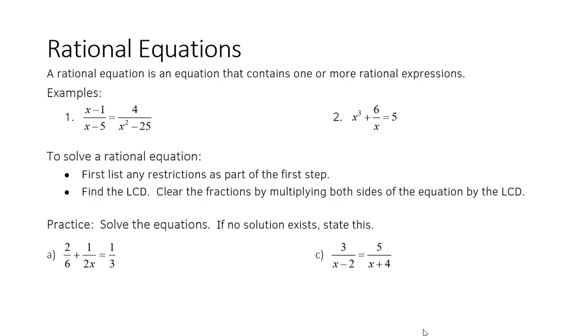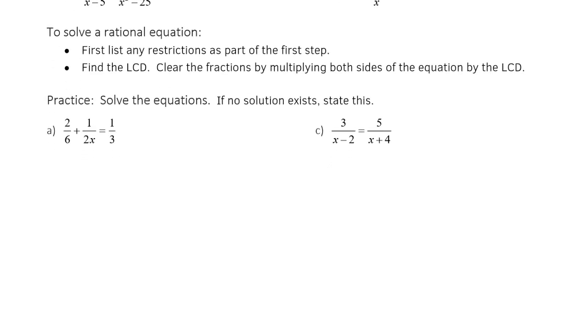Welcome to our last section on rational equations. A rational equation is an equation that contains one or more rational expressions, usually one on each side of an equal sign. So we have some examples here. (x - 1)/(x - 5) = 4/(x² - 25). Another example would be something like (x³ + 6)/x = 5.